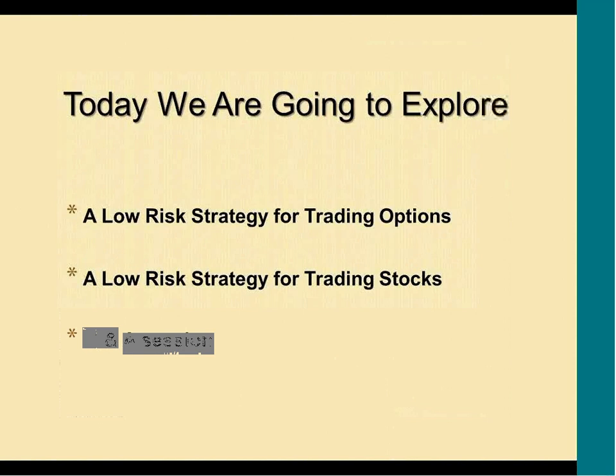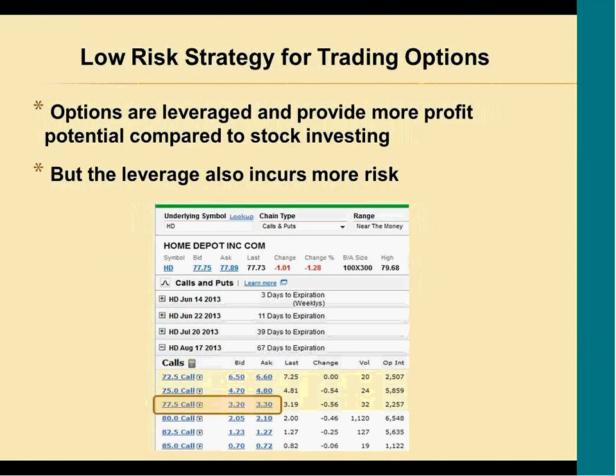Now here is a chain for Home Depot. When I took the snapshot, Home Depot was trading at 77.73. Let's take a look at the August 77.5 call options, which is the at-the-money option, trading at a bid of 20 and an ask of 330. So we're going to assume we buy this call option for Home Depot, and we'll take a look at the risk profile for an option purchase trade.